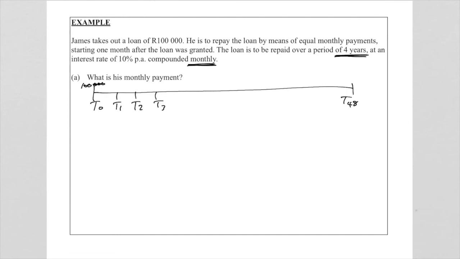Then he started to pay his loan 1 month after, 1 month after the loan was granted. And you will agree that is the gap we were talking about before. And every month he will make these payments right up to T48. So you will agree with me, N will be 48. There will be 48 payments to repay this loan. That is from T1 to T48.